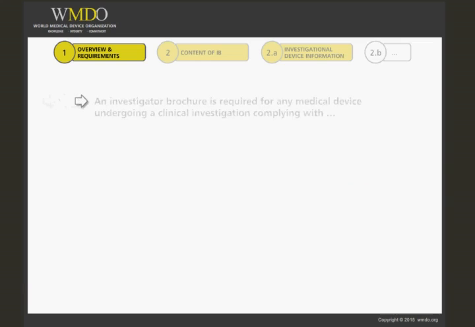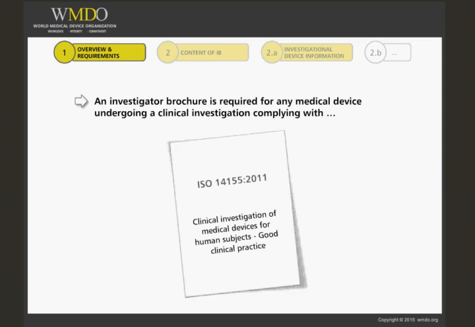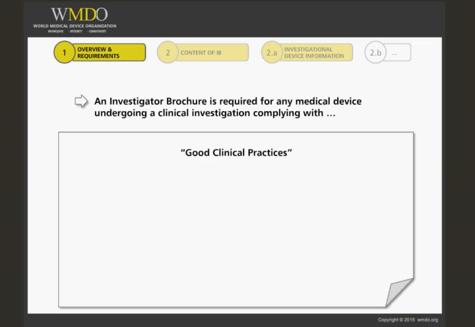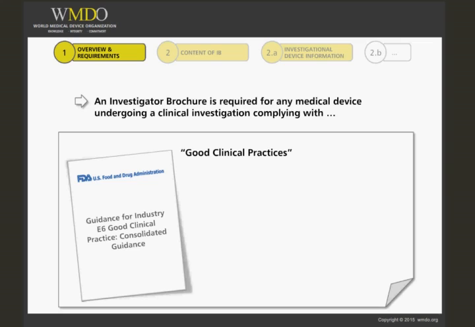An investigator brochure is required for any medical device undergoing a clinical investigation complying with the EU Harmonized Standard, EN ISO 14155. What is also noteworthy is the inclusion of the phrase good clinical practices. This document was developed with the intention of capturing good clinical practices that the Food and Drug Administration currently publishes in its guidance document, Guidance for Industry, Good Clinical Practice, Consolidated Guidance.